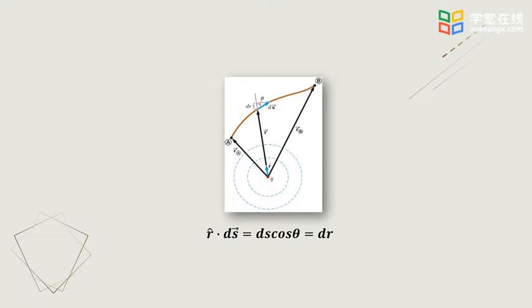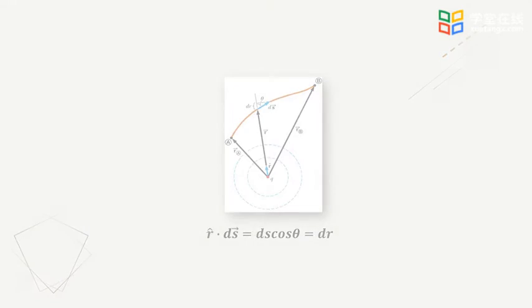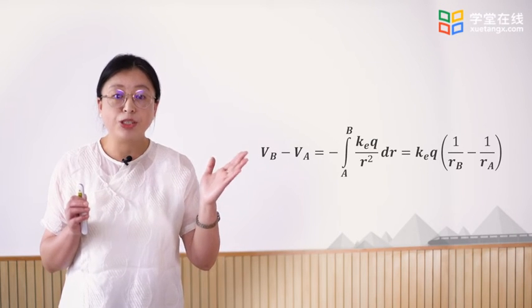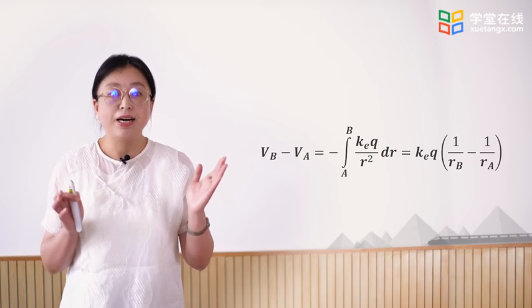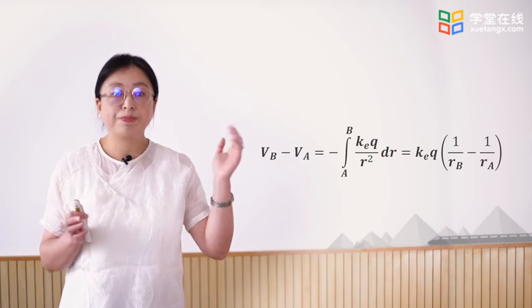That is, any displacement ds along the path from A to B produces a change dr in the magnitude of the position vector r, which is the position vector of the point relative to the charge creating the field. Making these substitutions, we obtain the potential difference between points A and B as expressed by this equation.